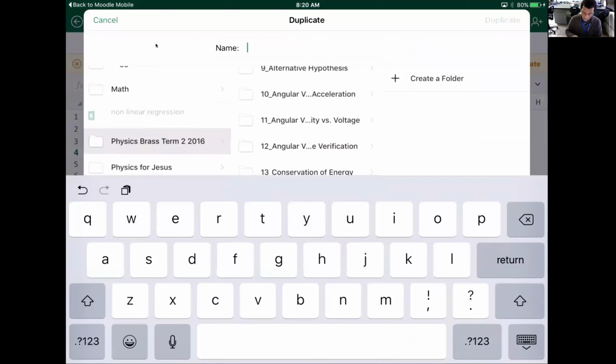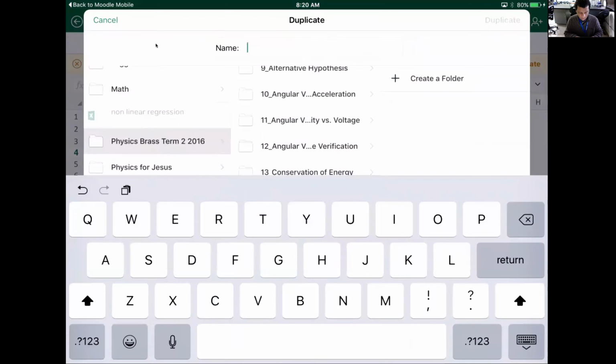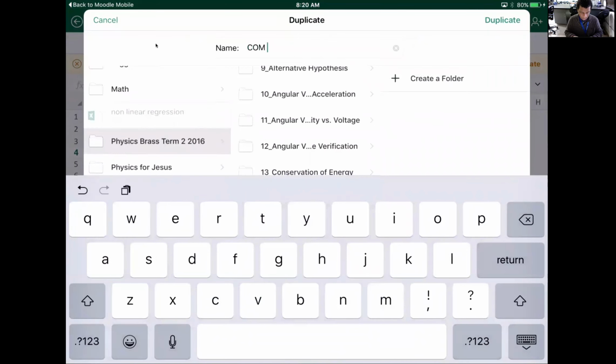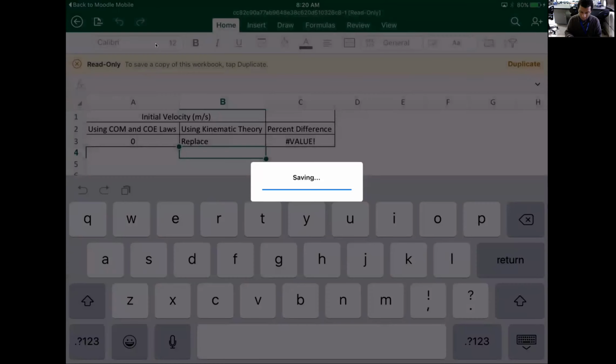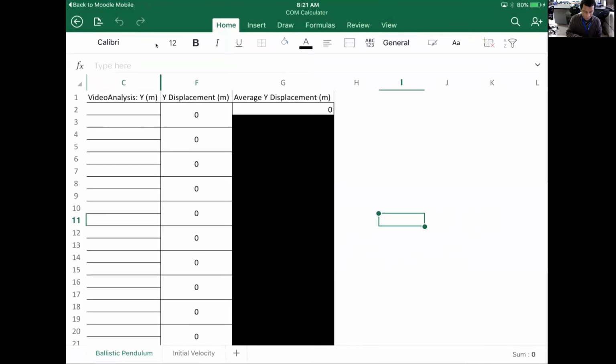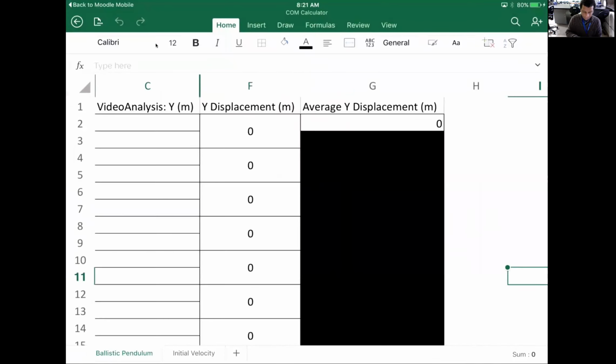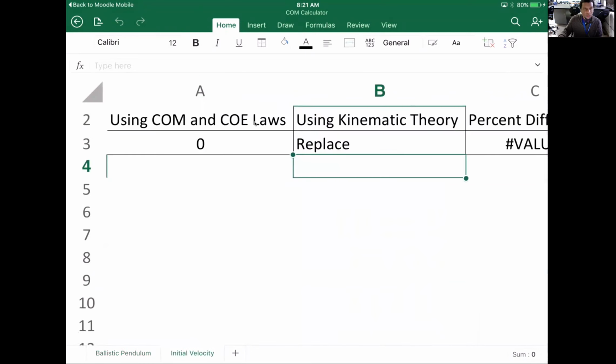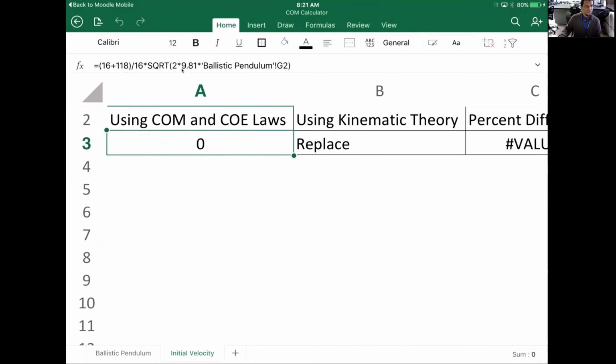So let me change this, and let's call this the COM calculator. All right, so we can see this pretty clearly. We're going to put our data points in here. We still have our displacement that's going to be calculated. We're going to find our average displacement. We're going to put this into, well, that's going to go into this formula here.